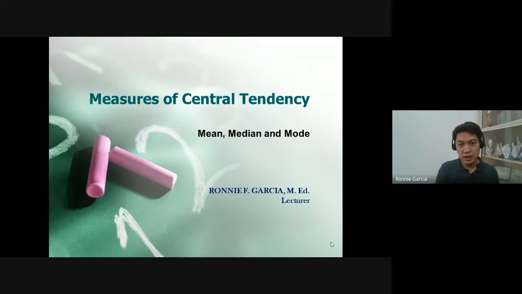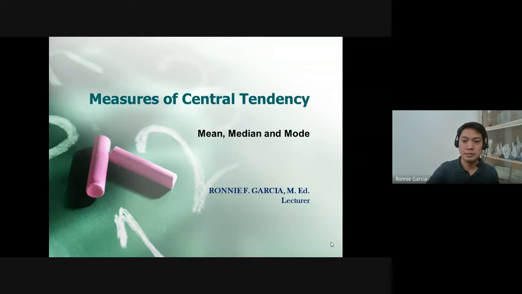So for tonight, we have central tendency. Then right after this, we'll have the measures of variability. So itong dalawa, ang last two topics for statistics. When we talk about central tendency, there are actually three measurements, the mean, median, and mode. And I believe this is already familiar to you since high school.